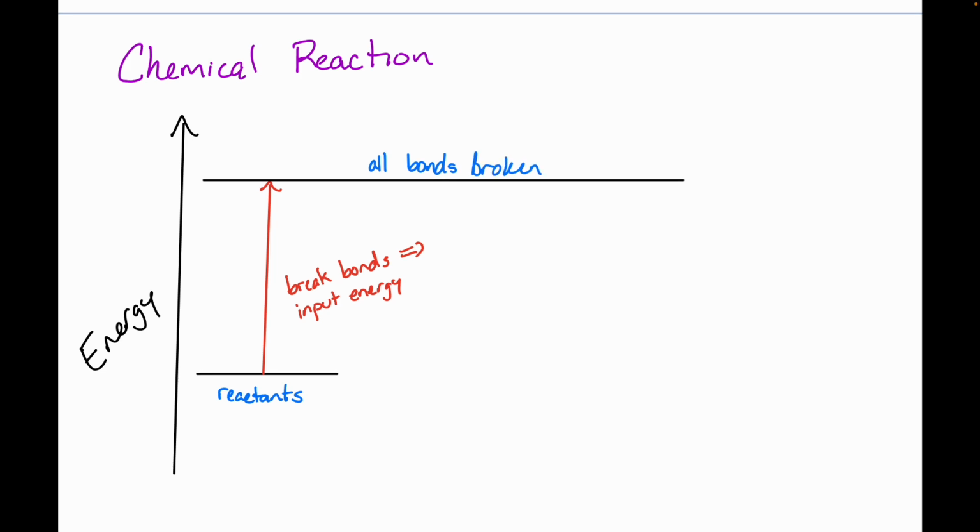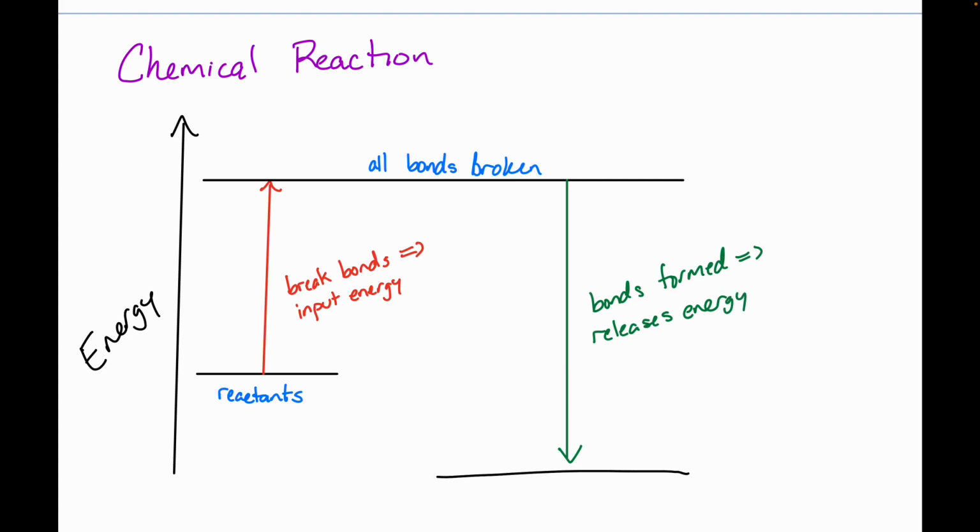But now our products are going to start to form. When our products form, we get a bunch of new bonds that are made, and when those new bonds are made, this is going to release energy. So bonds breaking is an input of energy. Bonds forming releases energy. Now I'm down here at the energy level of my products.